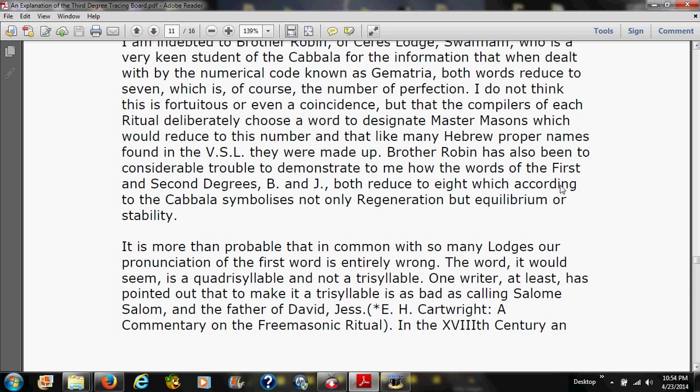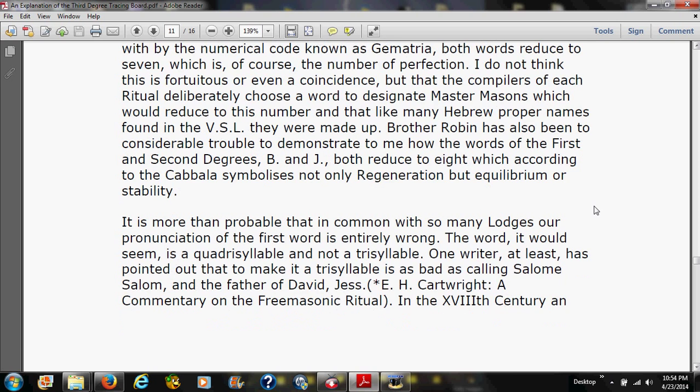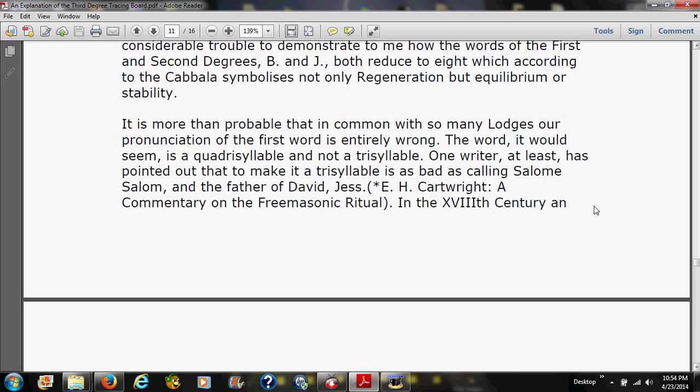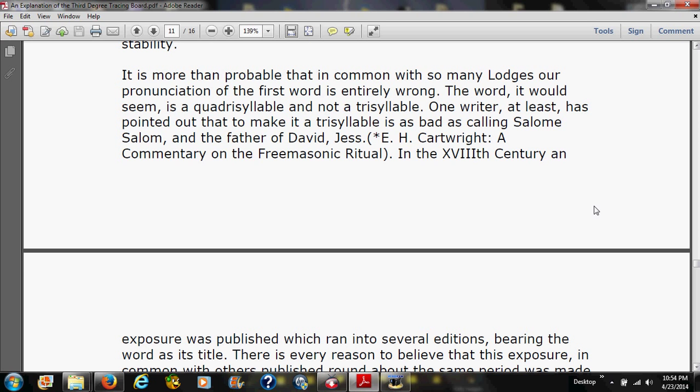And you know what? Boaz and Jachin, or whatever it is. The two pillars are B and J, if you don't know that already.